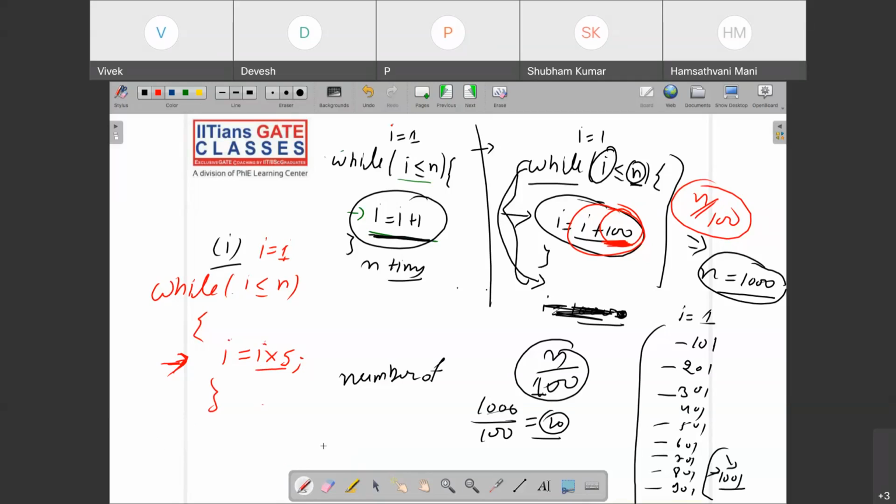Yes, Raju is very accurate here. It is log base 5 n.